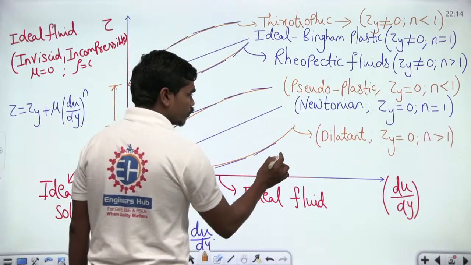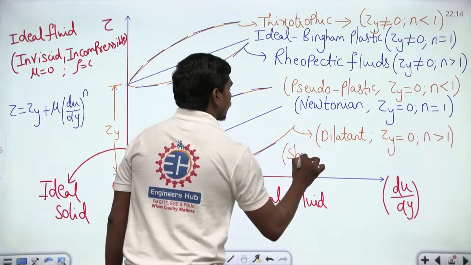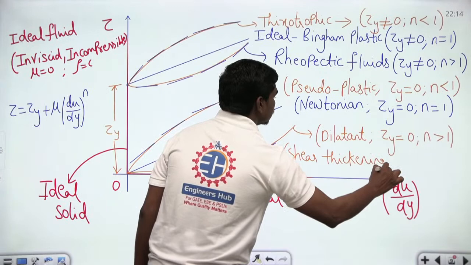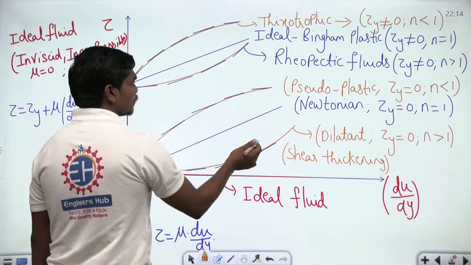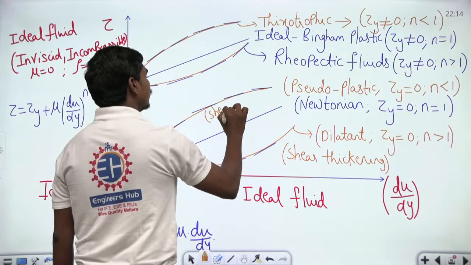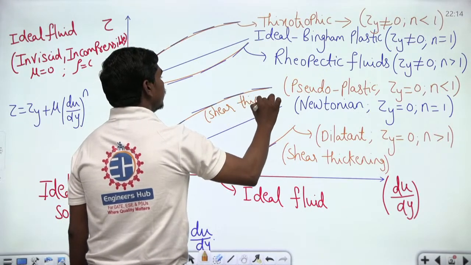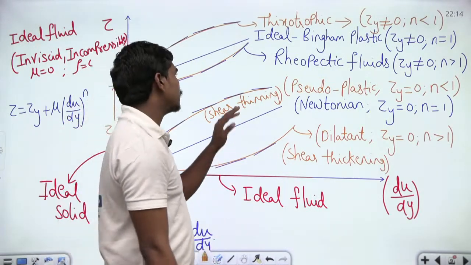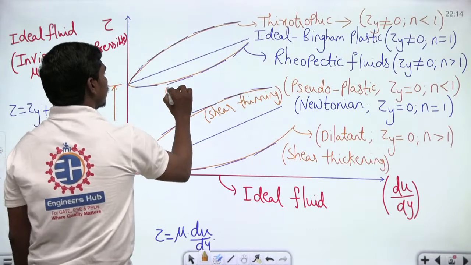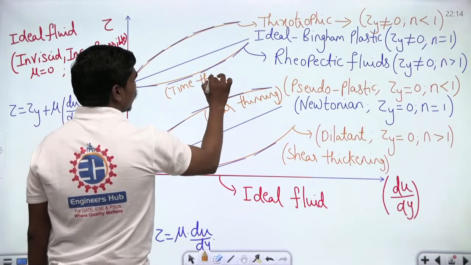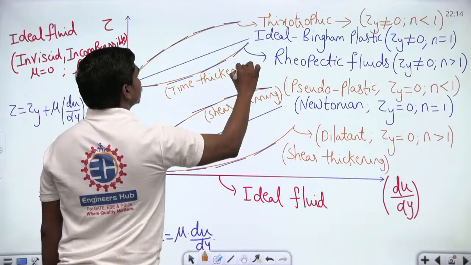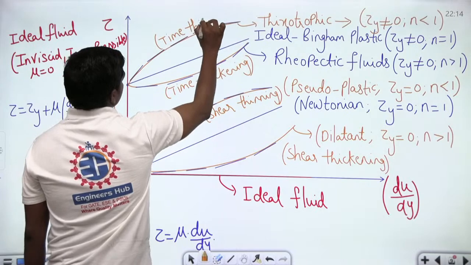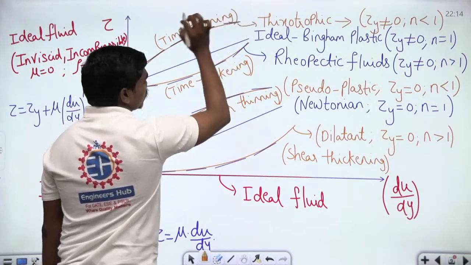So basically, dilatant fluids are also called shear thickening, because as your shear rate increases, the apparent viscosity increases. Finally, pseudoplastic fluids are also called shear thinning fluids, because the apparent viscosity gets weakened as your shear rate increases. Correct? Similar is the case here. These are called time thickening because the dynamic viscosity depends on time here. So time thickening, and of course in this case they are time thinning. Okay, so this is the case.